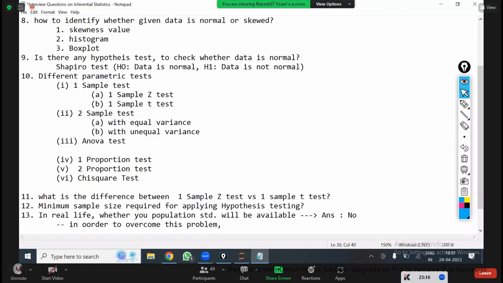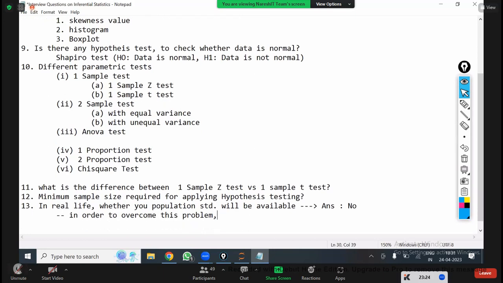Up to that, minimum 30. If only 20 records are there, it is better not to apply. If you apply, then with less than 30, the population standard deviation should be known 100%, and you have to select the Z test and T test separately. If more than 30 is there, whether you apply the Z test or the T test, no problem. Apply as per your choice, whichever you want. If the sample size is more than 30, apply whatever you want. There will be no difference.